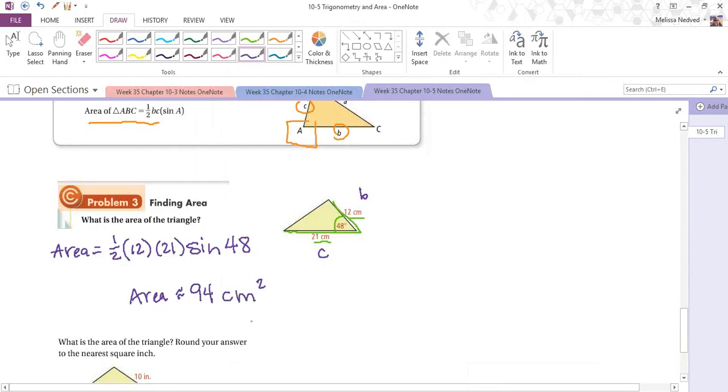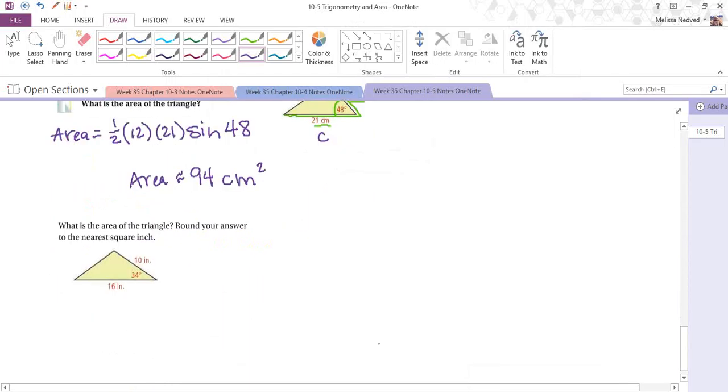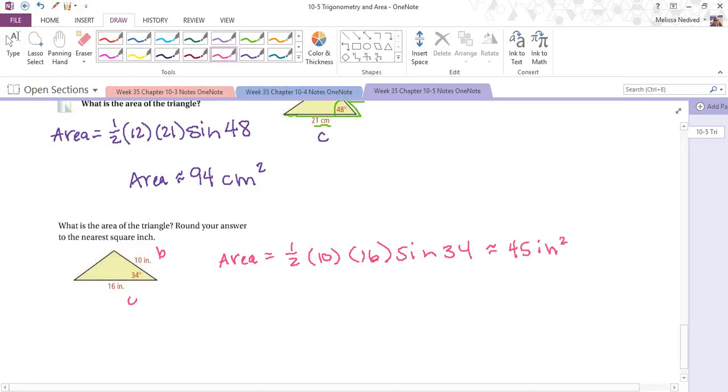So once we know those values, it's pretty much straight plug and chug. Let's try one more like that. Again, it doesn't matter what you choose to be B, what you choose to be C, but we do have two side lengths and the included angle. So I'm going to say area is equal to 1/2 times B is 10, C is 16, times sine of 34. And plug that all in. And when you do, you get approximately 45 square inches.